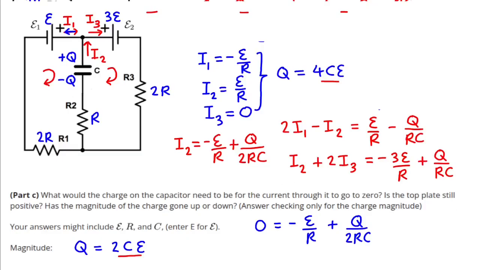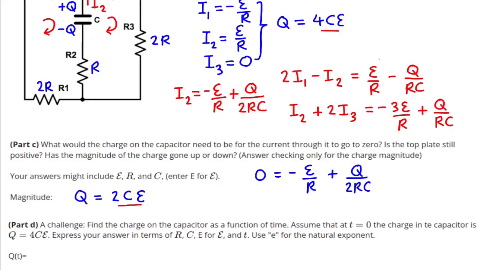Now let's go to part D, which is a challenge problem, where we're asked to find the charge on a capacitor as a function of time. And at t equals 0, the charge in the capacitor is 4C epsilon. So generally, the charge on a capacitor as a function of time is a constant plus another constant by e to the minus t on a time constant. So to calculate the time constant, we can use this equation.